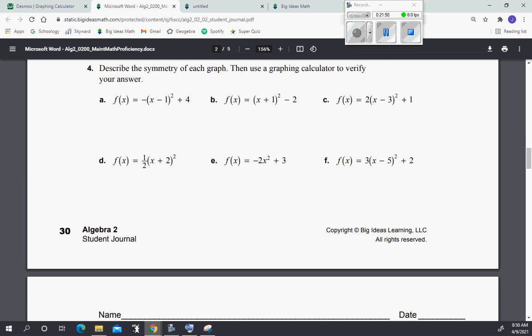Describe the symmetry of each graph. So, where's our vertex? It's at 1. So what is our axis of symmetry? X equals 1. Done. This one, x plus 1. It goes left 1, down 2. We don't care about the down 2. We just know that our axis of symmetry is x equals negative 1.